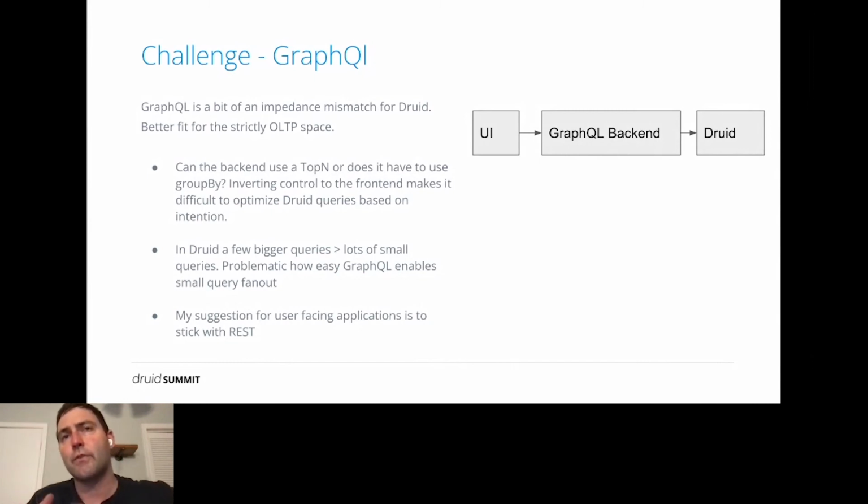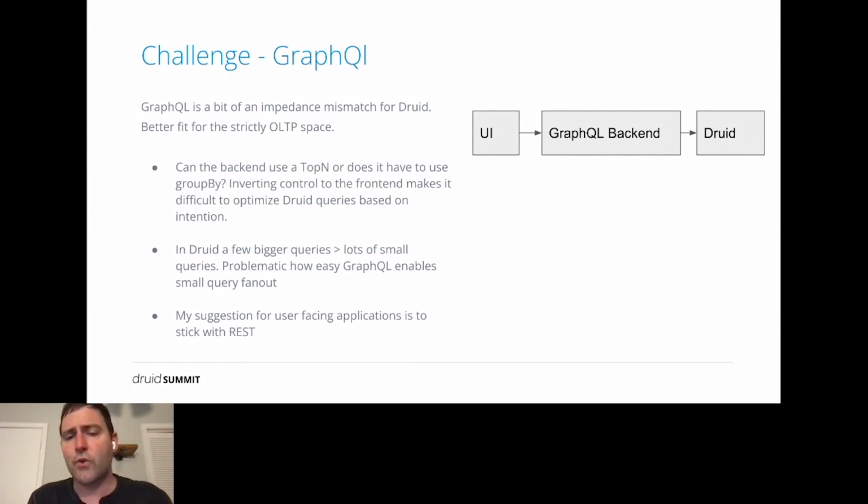And I get the selling point of inverting control to the front end to try to build some of the queries. But when you get to the GraphQL backend and you're interacting with Druid, we lose a lot of the context that we need to write more efficient queries. Like, can we use a Druid topN query, which is way more efficient than a group by? Well, we might not have that context by the time it gets to us.